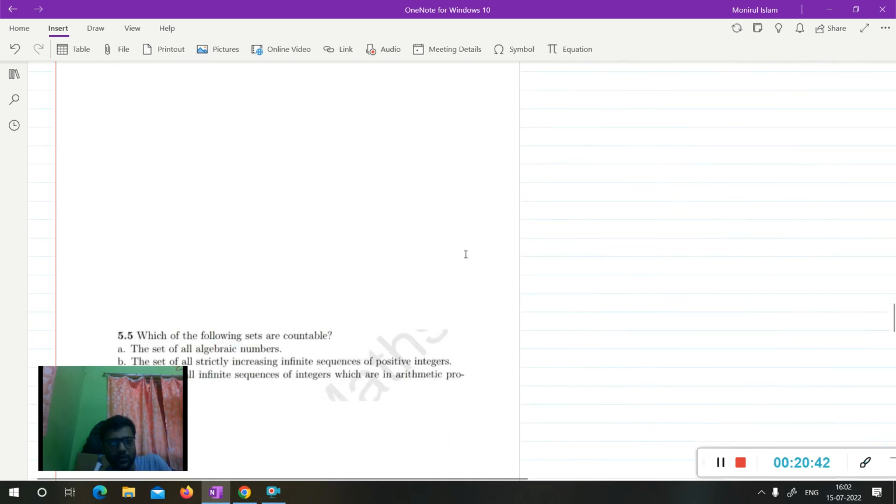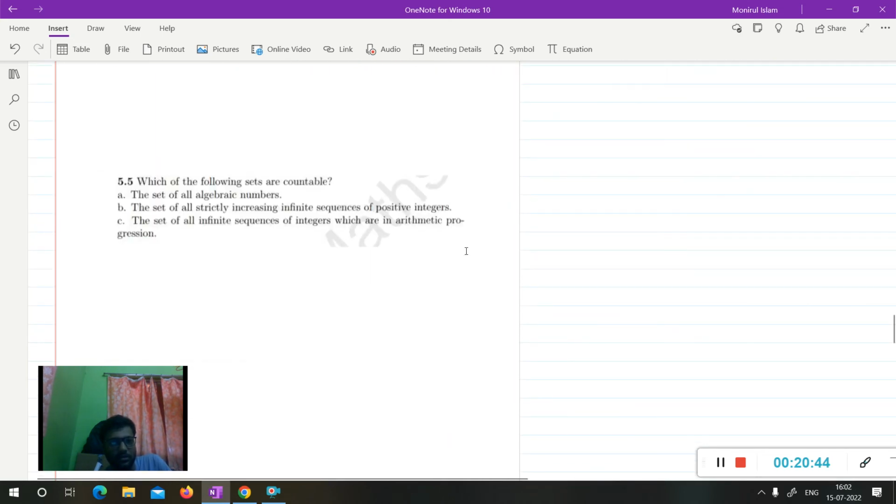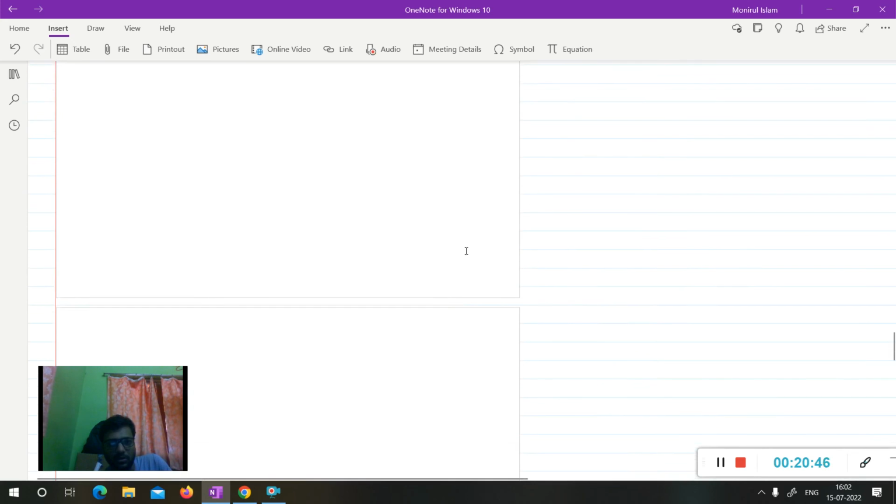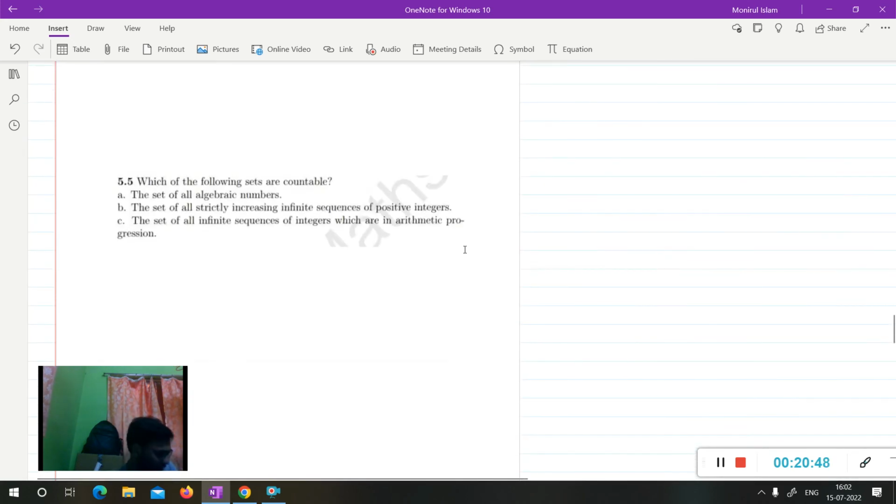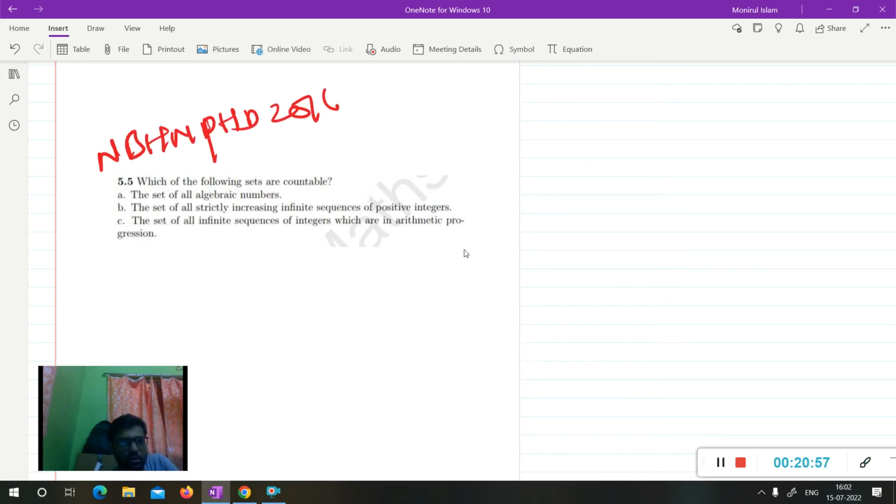Now going to the next question. This question is also quite similar. This question was asked in NBHM PhD 2016. This is also an MSQ type question. Which of the following sets are countable? It's saying which of the following sets are countable.